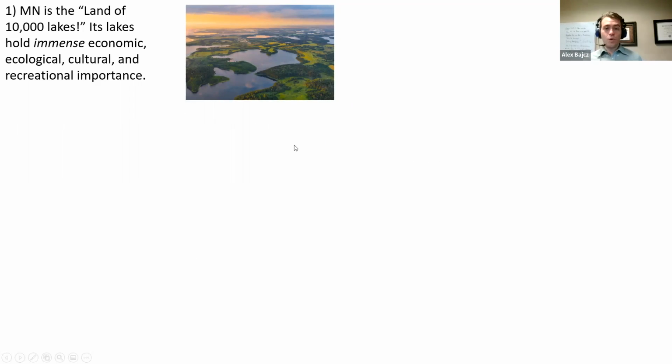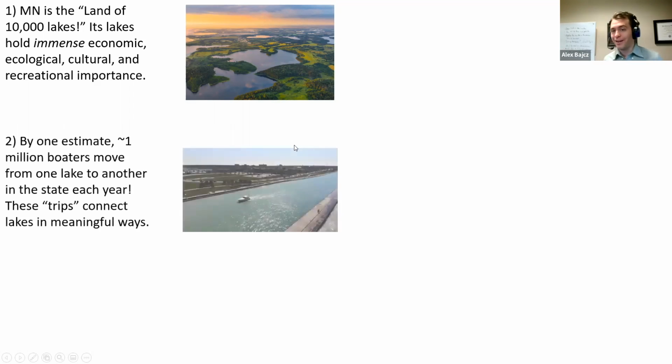To focus on just one aspect of how we interact with our lakes here, by one reasonable estimate, recreational boaters make approximately 1 million lake-to-lake trips each calendar year within the state. Here I'm defining a trip as one in which a boater launches their boat in one lake, takes it back out, moves to a different lake within the state and relaunches it there within the same year.